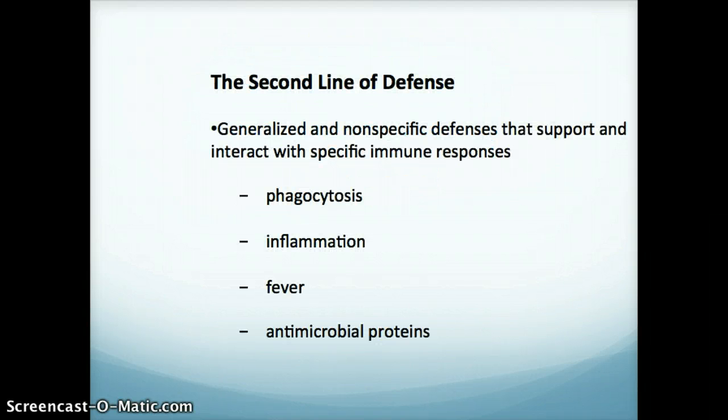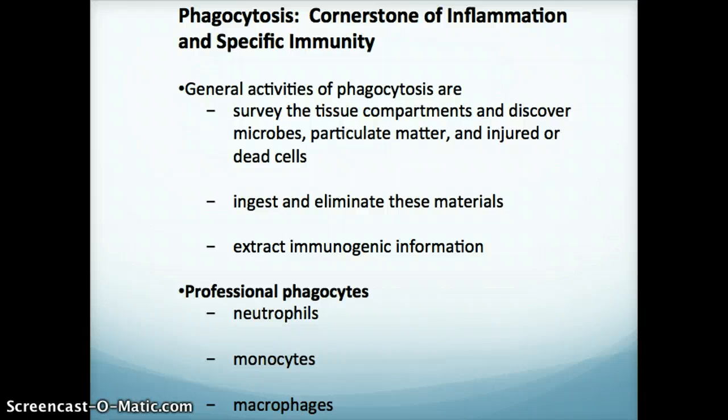So with the second line of defense, this is that generalized and non-specific defense that the body will do in case of infection. And there is support and interaction with the specific immune response, which we will get into in Chapter 13. The second line of defense is made up of 4 parts: phagocytosis, inflammation, fever, and antimicrobial proteins. In this particular lecture, I'm going to talk about phagocytosis. And it's the cornerstone of inflammation and specific immunity.